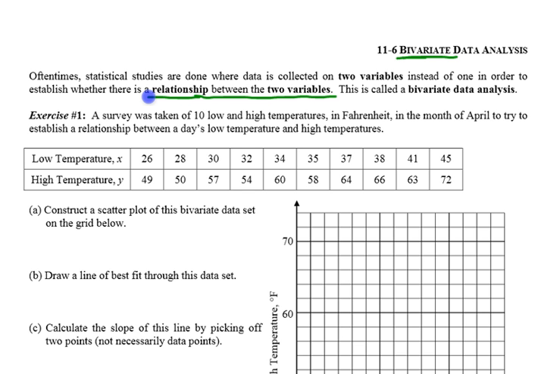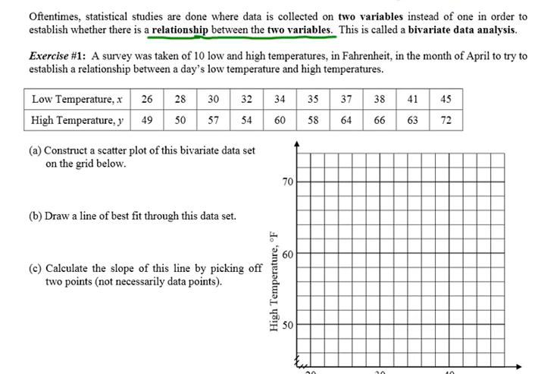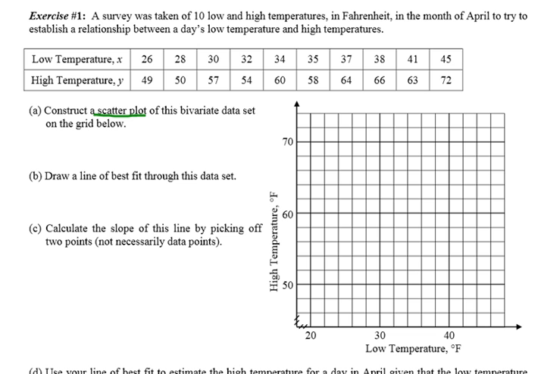To do these, we're going to create something called a scatter plot. The reason it's a scatter plot is because these points are not going to line up nicely in a straight line or even a curved line. Depending on the situation, they're going to be a little bit scattered. So we're comparing here the low temperature for a day and the high temperature for a day, and we want to see if there's a relationship going on.